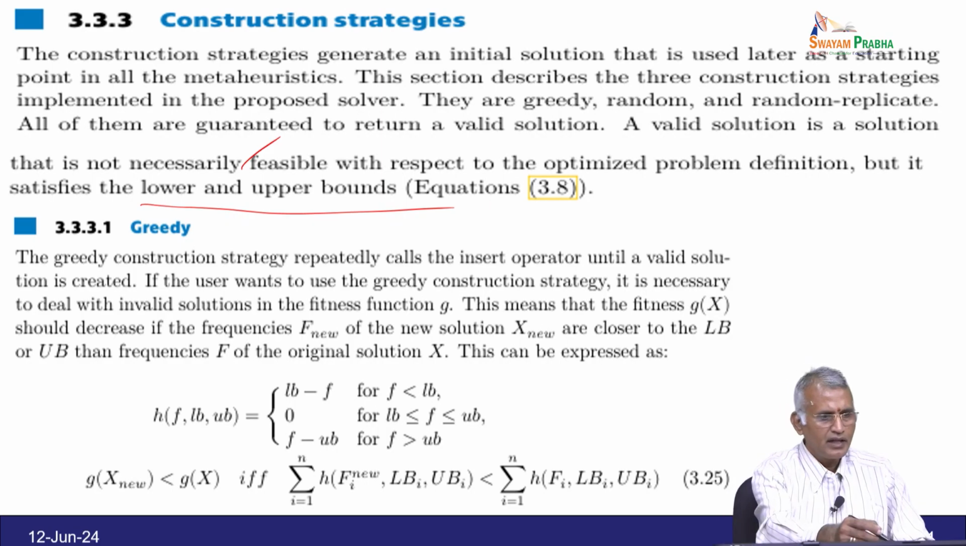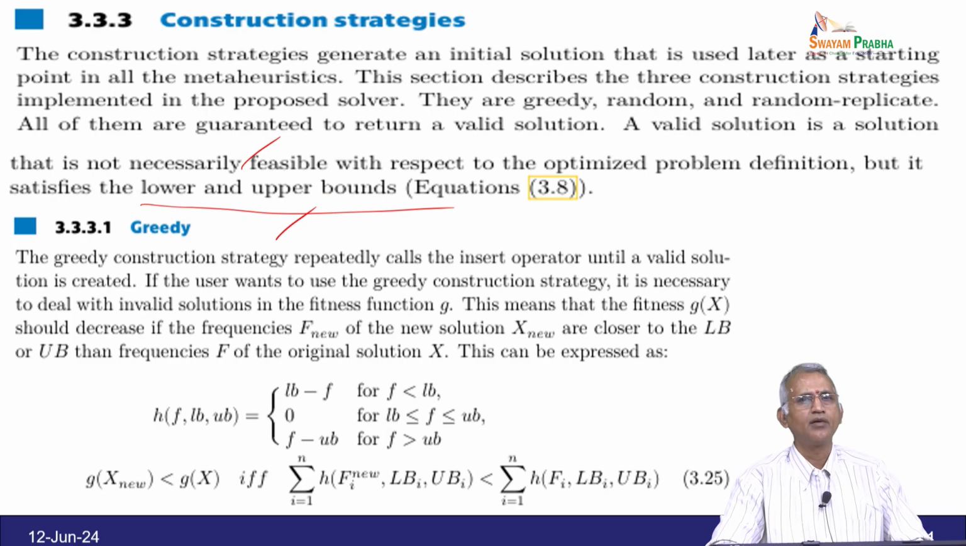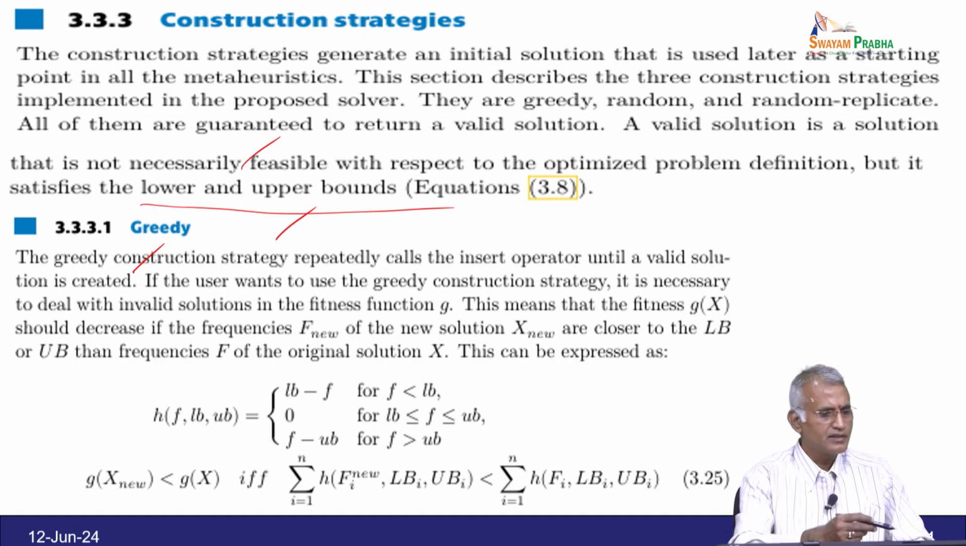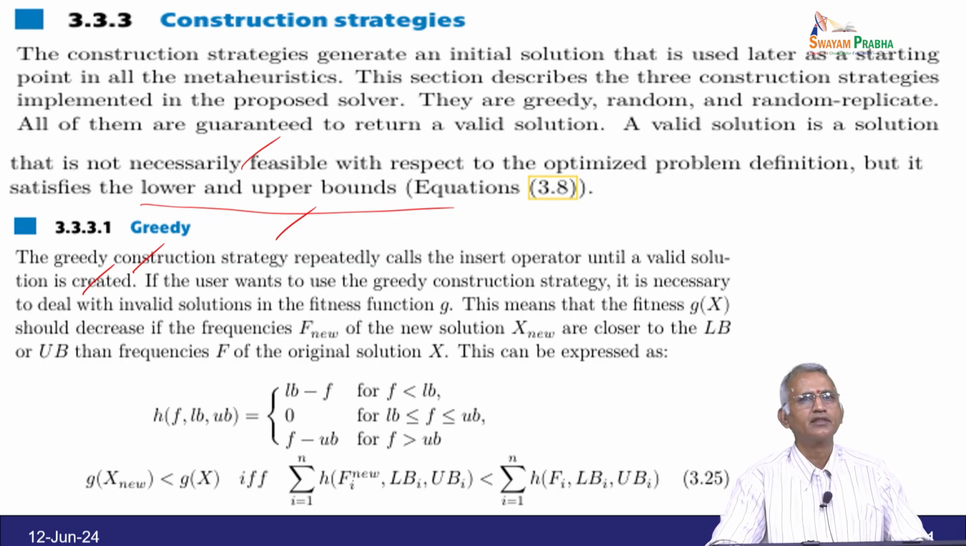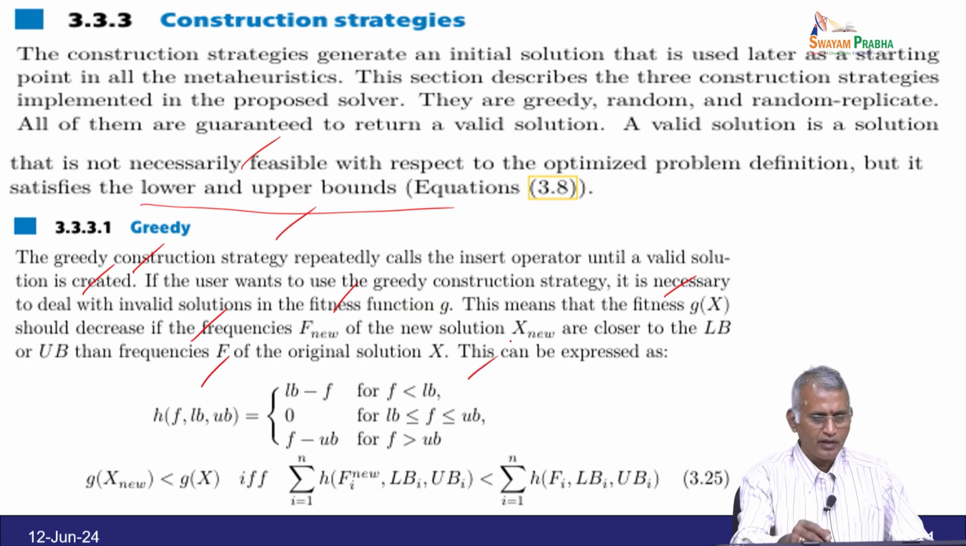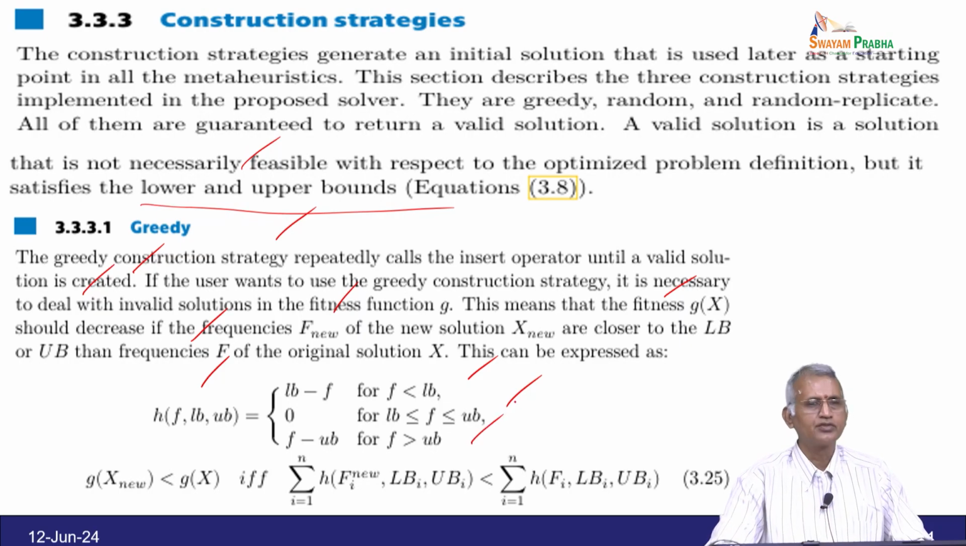Next, greedy. The greedy construction strategy repeatedly calls the insert operator until a valid solution is created. If the user wants to use the greedy construction strategy, it is necessary to deal with the invalid solution in the fitness function g. This means that the fitness g of x should decrease if the frequency f suffix nu of the new solution x suffix nu is closer to the lower bound or upper bound than the frequency f of the solution x. So, this can be expressed as h of f, lb, ub equal to lb minus f for f less than lb, 0 for lb less than or equal to f less than or equal to ub, and f minus ub for f greater than ub. So, this is the function we can define for h. So, this is called a greedy construction.